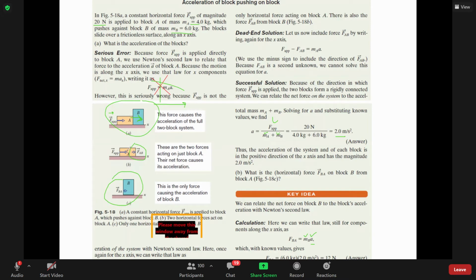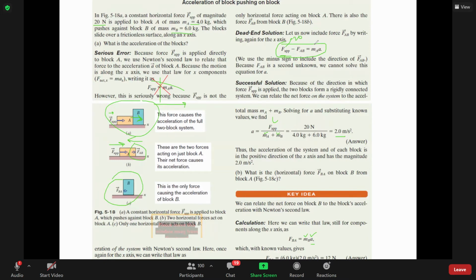Yeah, let's ask the question. What are the forces on A? The forces on A are the applied force to the right, and F from B on A to the left. So this is the statement. Now, what is the applied force? Is it 20? 20 Newton in the question.